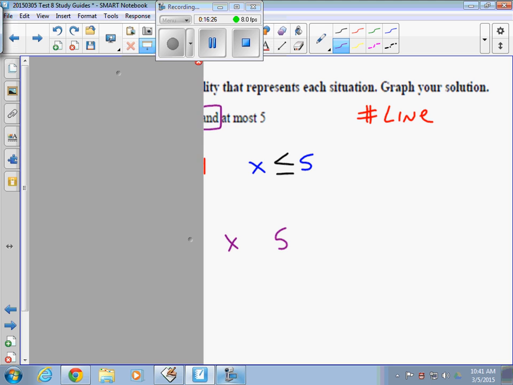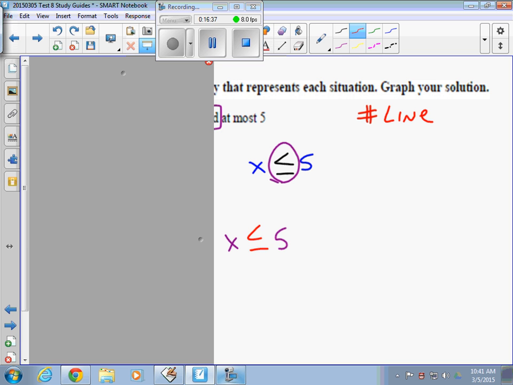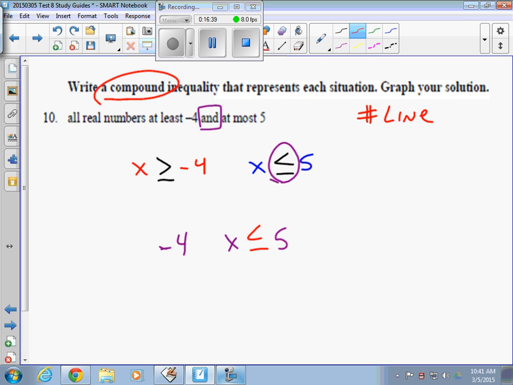If we ignore this one over here, now all you're doing is looking at x, how it's related to 5. Make it match this one right here. It's going to say less than or equal to. And then once that one's matched, the other one has to go the same direction. You'll never have something with an x in the middle with one going this way and the other one going this way. That won't happen. So now your compound inequality is written.